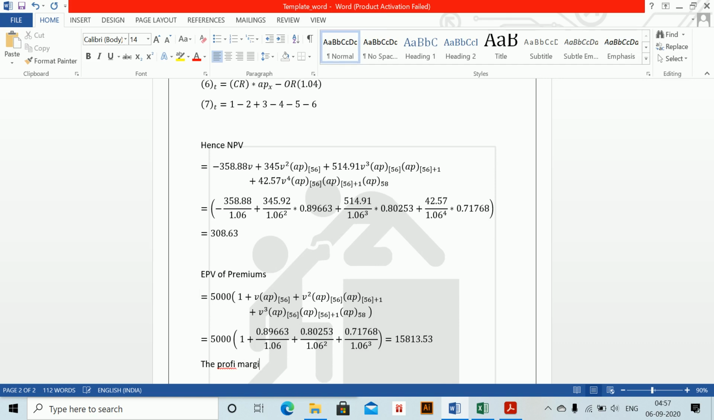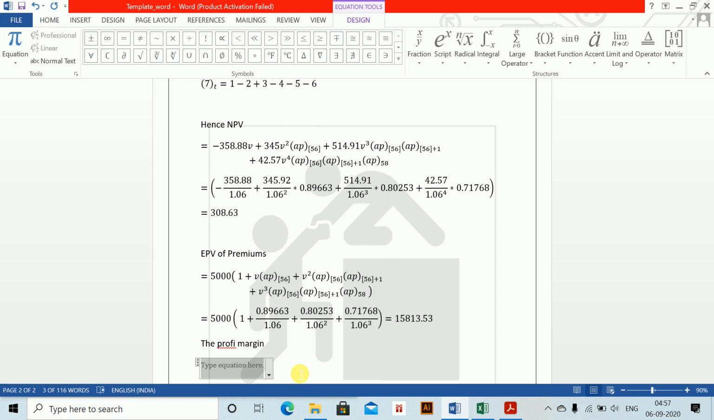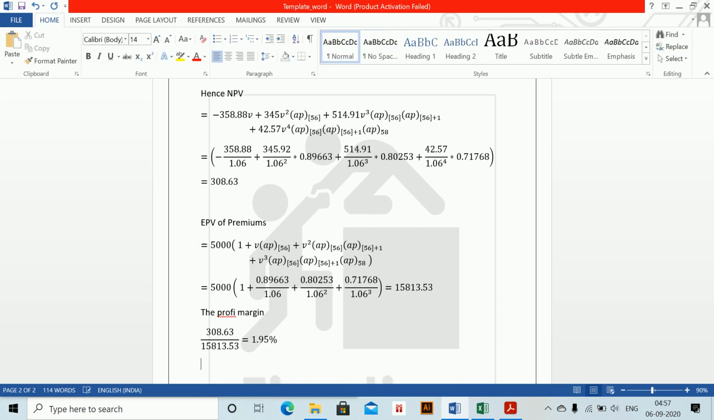So therefore profit margin is equal to 308.63 divided by 15813.53, which is equal to 1.95%. Okay, so this is how you do this for conventional products. Thank you.